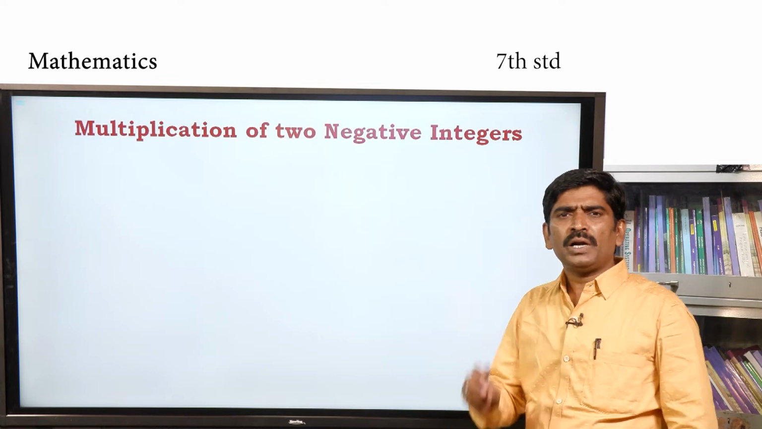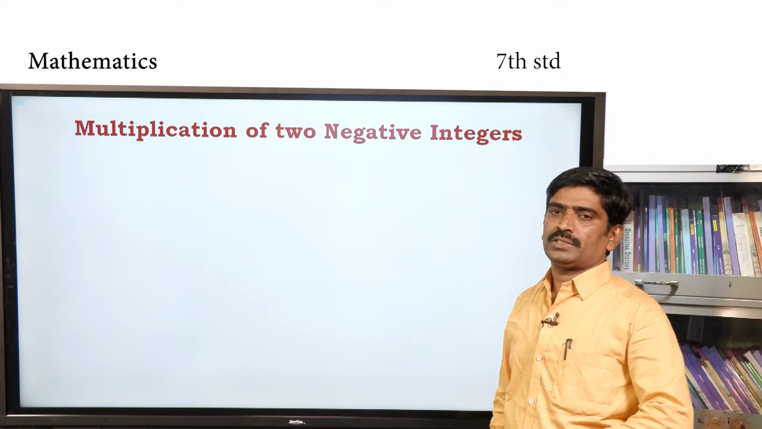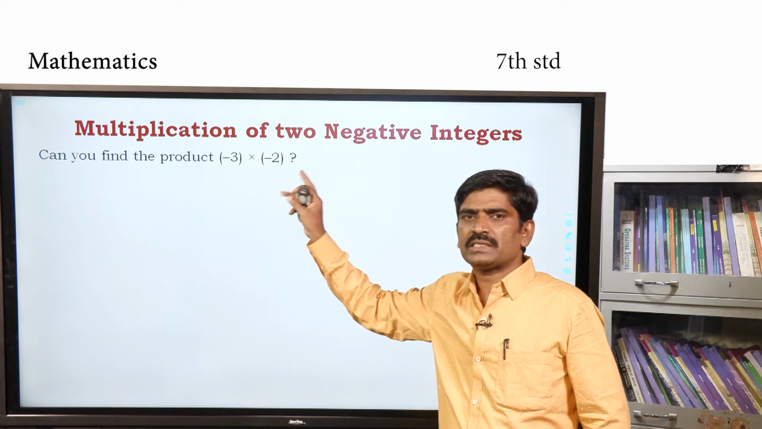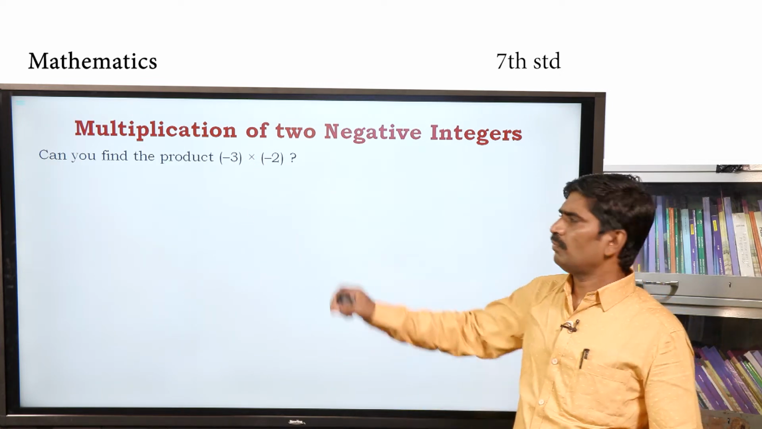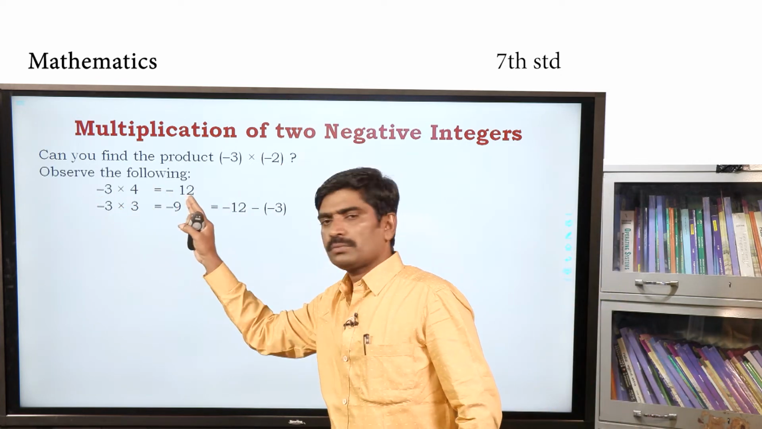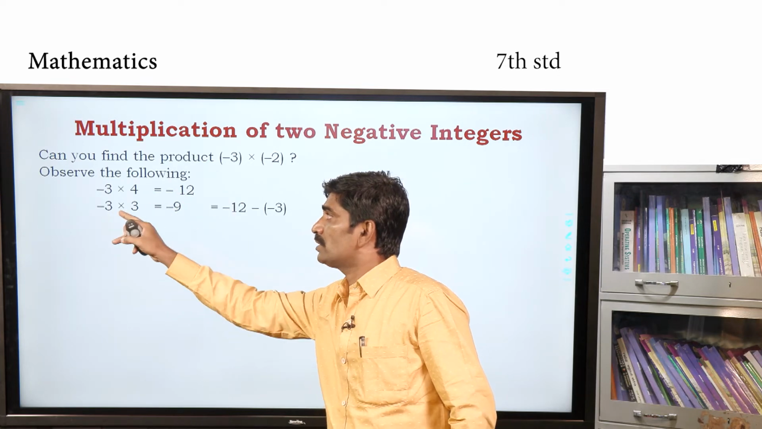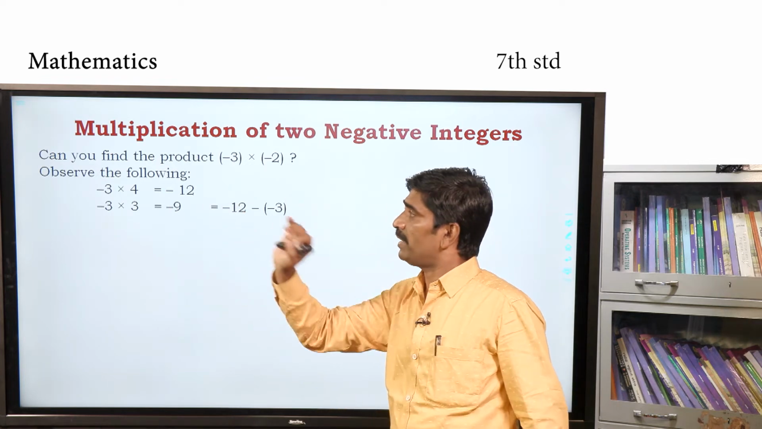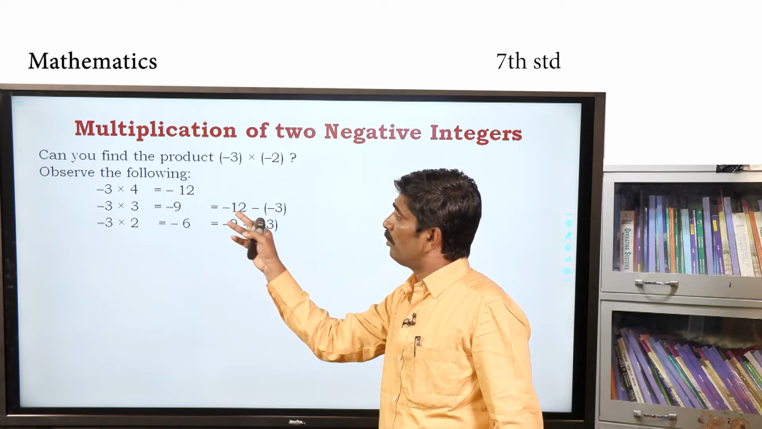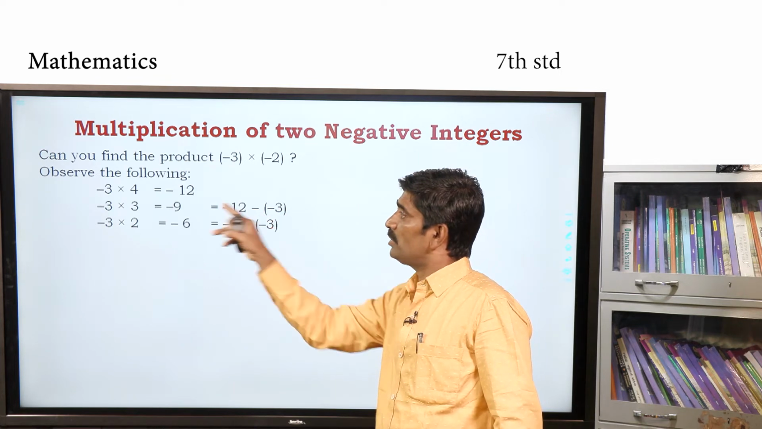Next, the multiplication of two negative integers. We take only negative integers. Can we find the product of minus 2 and minus 3? Can we find the product of minus 3 into minus 2? Observe the following: minus 3 into 4 is minus 12, we know that. Next, minus 3 into plus 3 is minus 9, that is the pattern. What is the pattern? Minus 12, minus of minus 3, that is minus into minus plus, minus 12 plus 3 means minus 9.